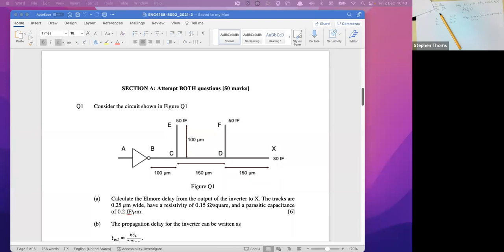If you look at this one, it's only worth 6 marks. So this is sort of exam technique. And you'd say, well, they probably don't want me to do the calculation twice for 6 marks. So just leave it like that. And that's the basic answer.